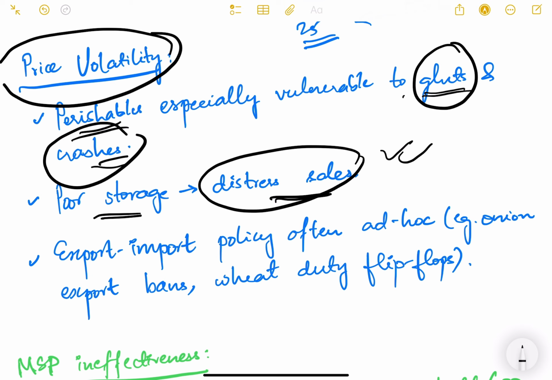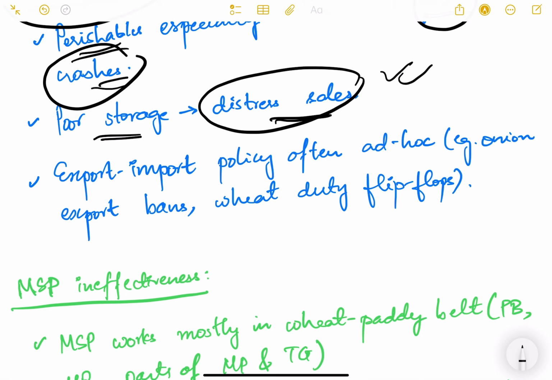Anyways it is going to perish, so better I sell it at a low price. Export import policy is often ad hoc. Sometimes the government bans exports, sometimes it allows exports. Example, onion export ban, wheat duty flip flop. So there is no certainty. So that is a problem that farmers face as to what will happen.